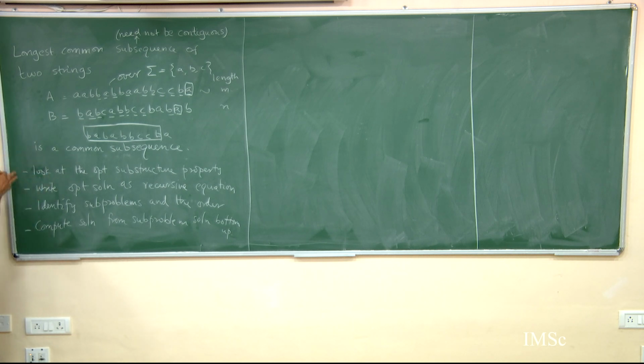So if I want to use dynamic programming, here are some of the points we need to look at. Identify some optimum substructure property, then write the optimum solution as some sort of a recursive equation, and then identify the subproblems and the order in which you want to compute. Typically you will compute in a bottom-up fashion, from solutions to very small problems, and we build up to our final solution.